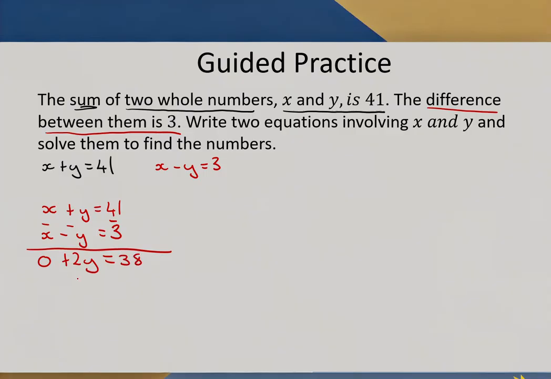The next part, I've got 2y equals 38. So to get y by itself, I divide by 2, and that gives me y is equal to 19. Now I know what my y is, I can substitute it into one of my equations. So I'll just do it to my second one. x take away 19 equals 3. So x must equal 19 plus 3 equals 22.